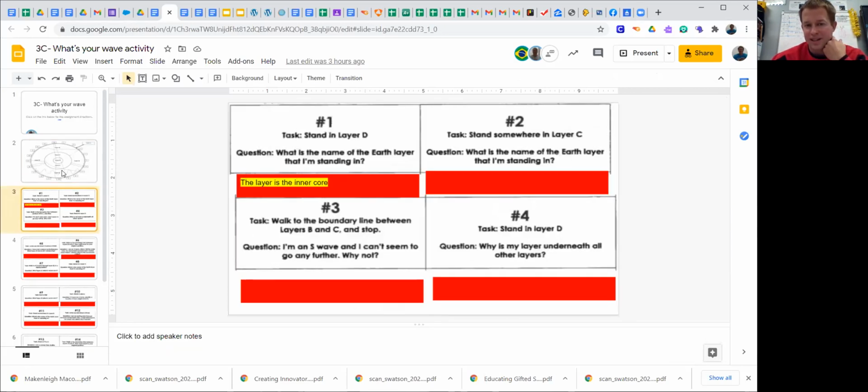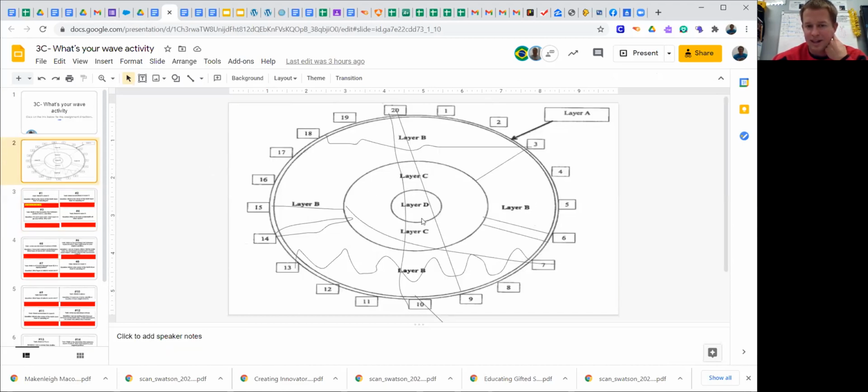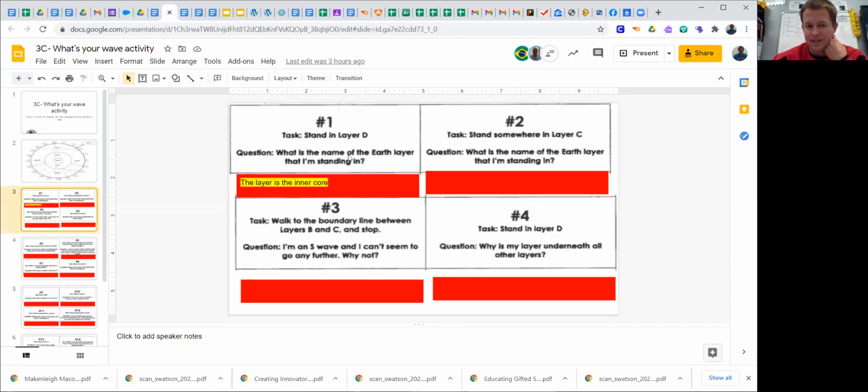So number 1 says stand in layer D. So now you need to go to this and stand in layer D, and then you have to answer that question. It says, what is the name of Earth's layer that I'm standing in? So what layer would that be? It's written right there, the inner core.